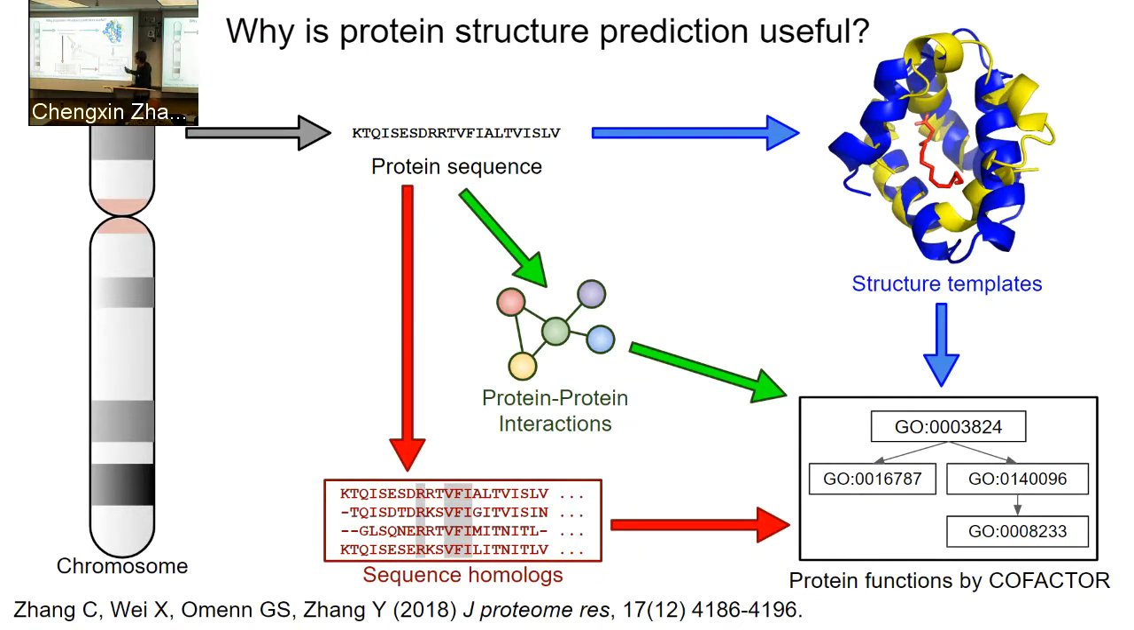So here is a pipeline we developed for the human proteome together with you, and we include both the structure information and the protein-protein interaction network and the sequence homologs to derive a consensus protein function prediction for the human proteome.